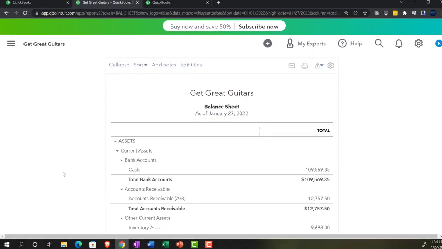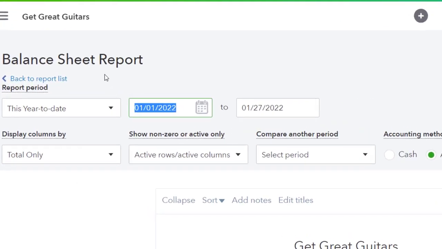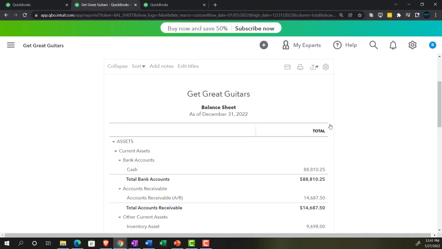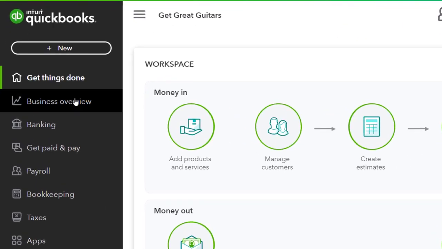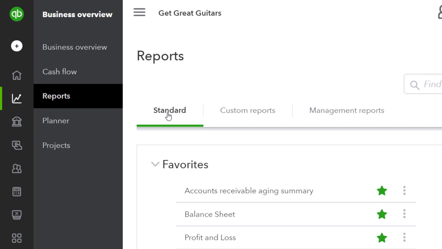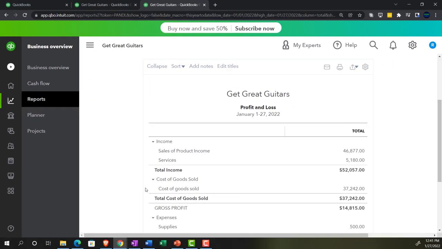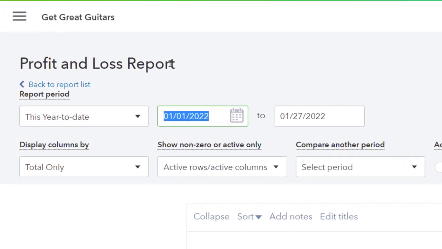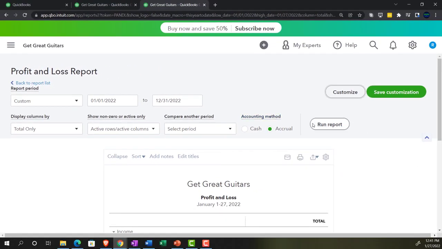So going into the balance sheet, let's change the range from 010122 to 123122 and run it. And then we're going to go to the tab to the right, and we're going to go then to the business overview, and I got to switch then to the reports, the standard reports, profit and loss, otherwise known as the income statement. Closing the hamburger, doing the ranging, changing 010122 to 123122 and run it.